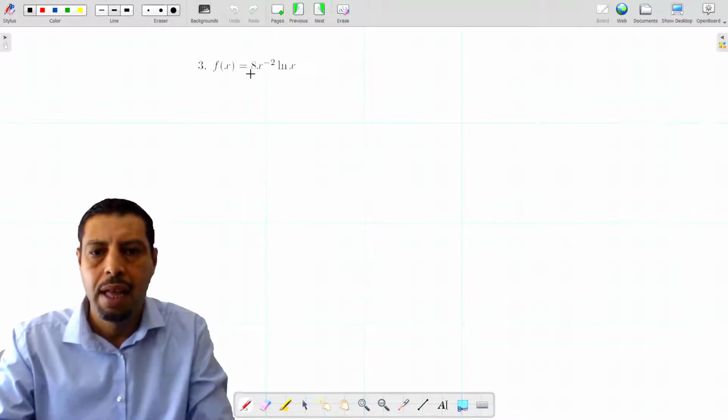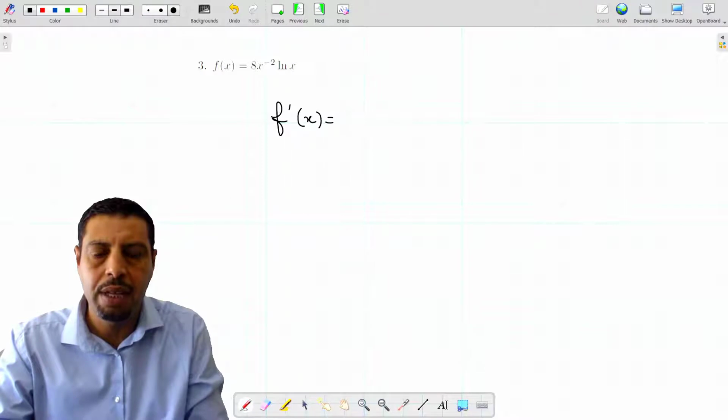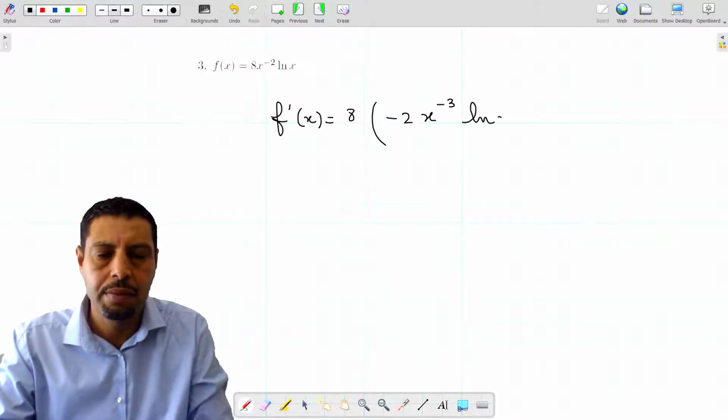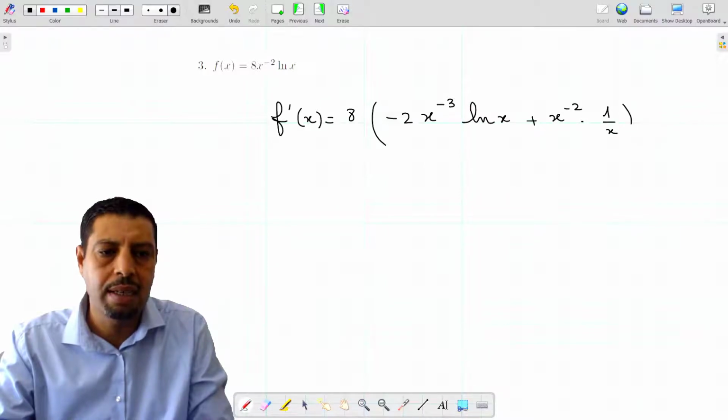Next one, it's 8x to the power of negative 2 ln of x. Again, here it's a product, so we're going to apply the product rule. Okay, so f prime of x is, we can keep the 8 outside of our computation and apply the product rule to x to the power of negative 2 ln of x. So the derivative of x to the power of negative 2 is negative 2x to the power of negative 3 using the power rule, times ln of x, plus x to the power of negative 2 times the derivative of ln of x, which is 1 over x.